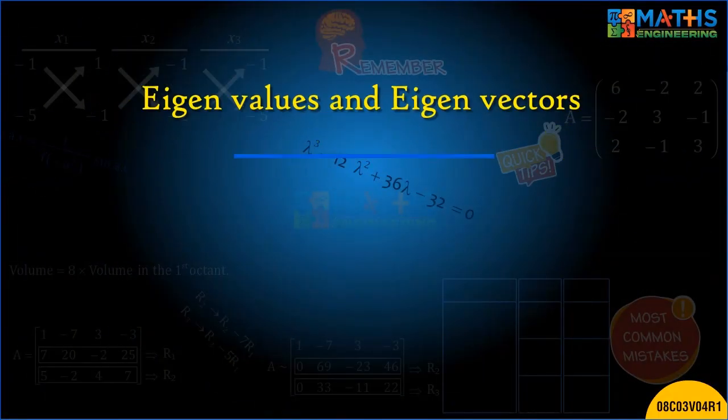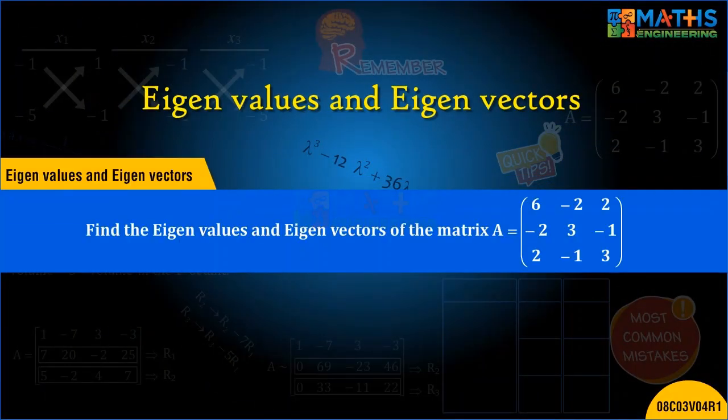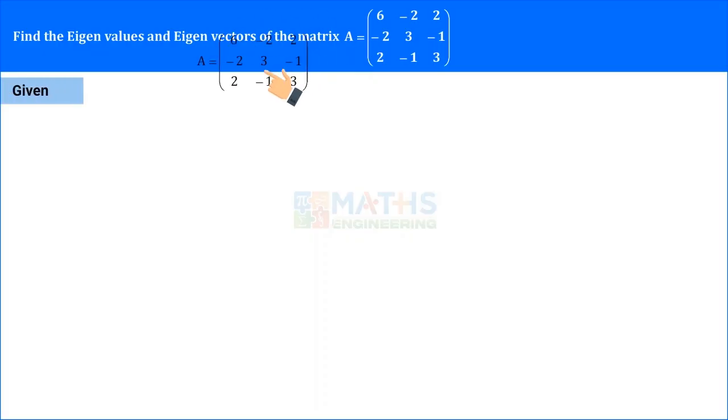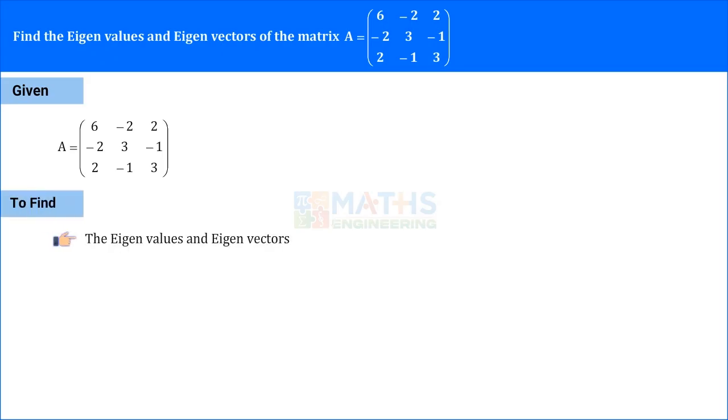In this video, we are going to find the eigenvalues and eigenvectors of the given matrix A. The given matrix A is 6, minus 2, 2, minus 2, 3, minus 1, 2, minus 1, 3. Let's see how to find the eigenvalues.